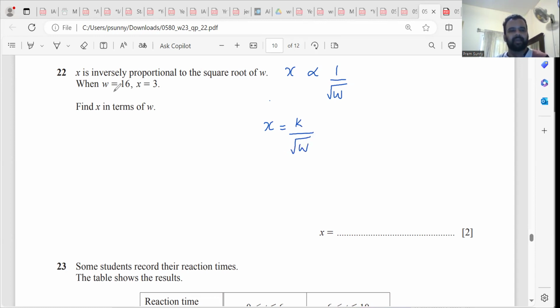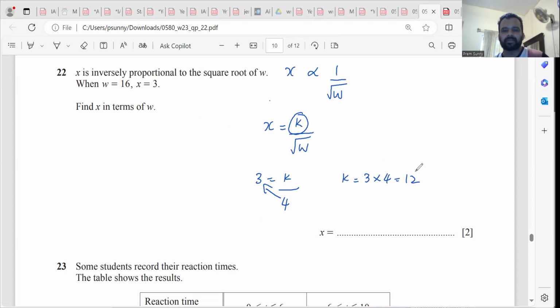Now, when w is equal to 16 and x is equal to 3, find x in terms of w. First, we substitute w and x in this equation to get the value for k. x is 3, w is 16. Root 16, we know it is 4. Cross multiply, k will be 3 into 4, that is 12.